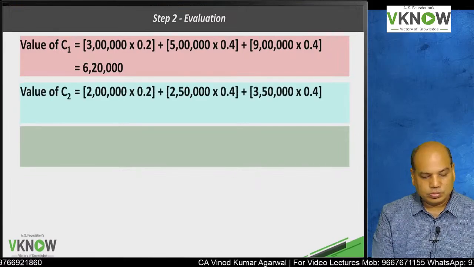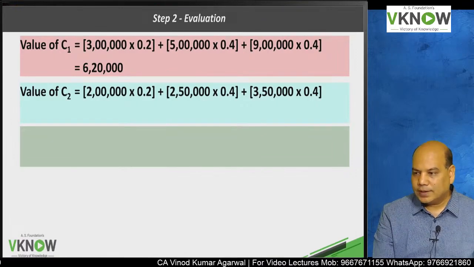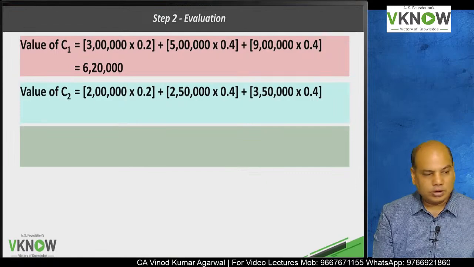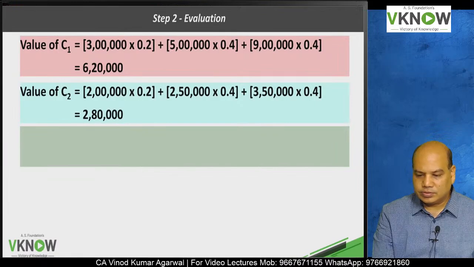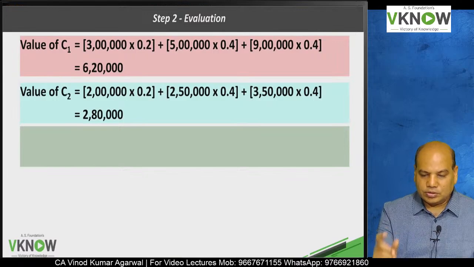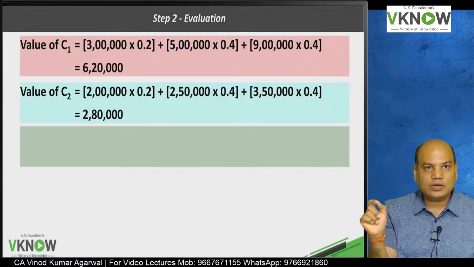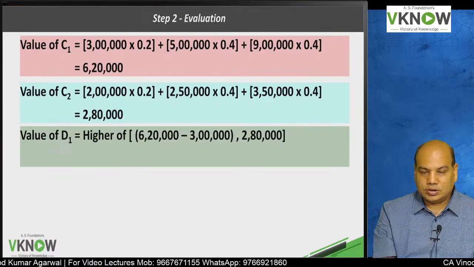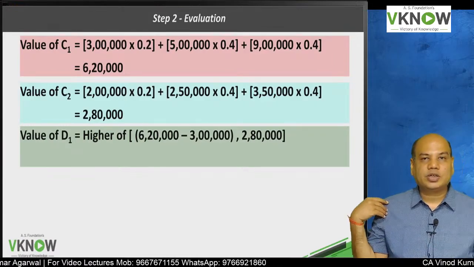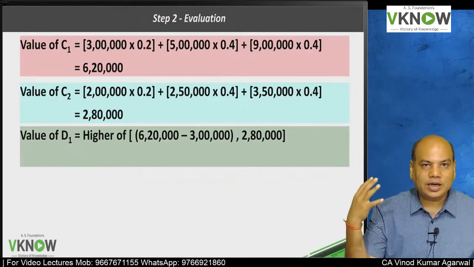Value of C2: 2 lakh into 0.2 plus 2,50,000 into 0.4 plus 3,50,000 into 0.4, that is 2,80,000. We have done this calculation in that example also. So value of a chance node or outcome node will be expected value, like we have done just now. Value of a decision node will depend upon what my objective is. In this question my objective is NPV maximization, so I will take the higher of the two.